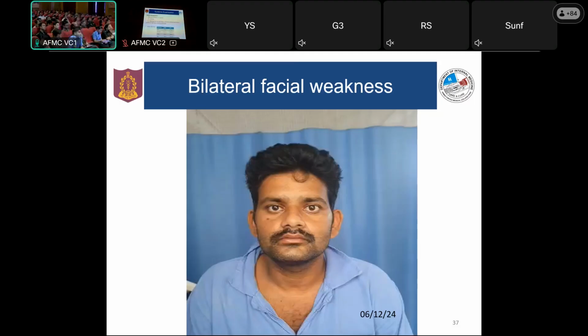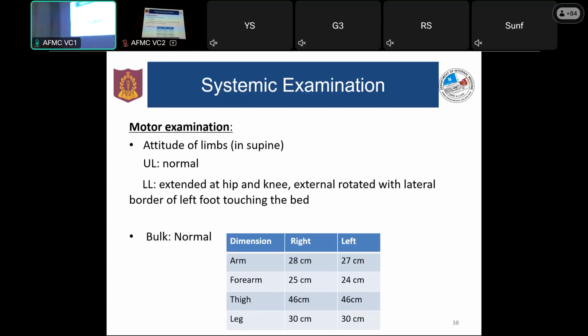So this is an element facial palsy and not bilateral human. On motor examination, attitude of the limbs. In the upper limb, it was normal. In the bilateral lower limbs, they were extended at hip and knee with external rotation, with the lateral border of the left foot touching the bed. The attitude suggested an element hypotonia. Hypotonia. And okay, carry on, next. And the hypotonia at the bilateral wrist and bilateral lower limbs, left more than right.